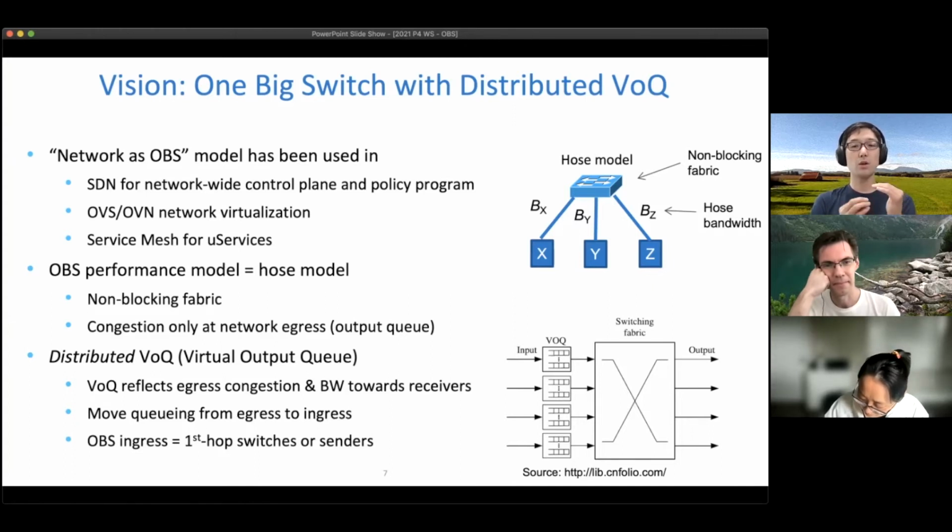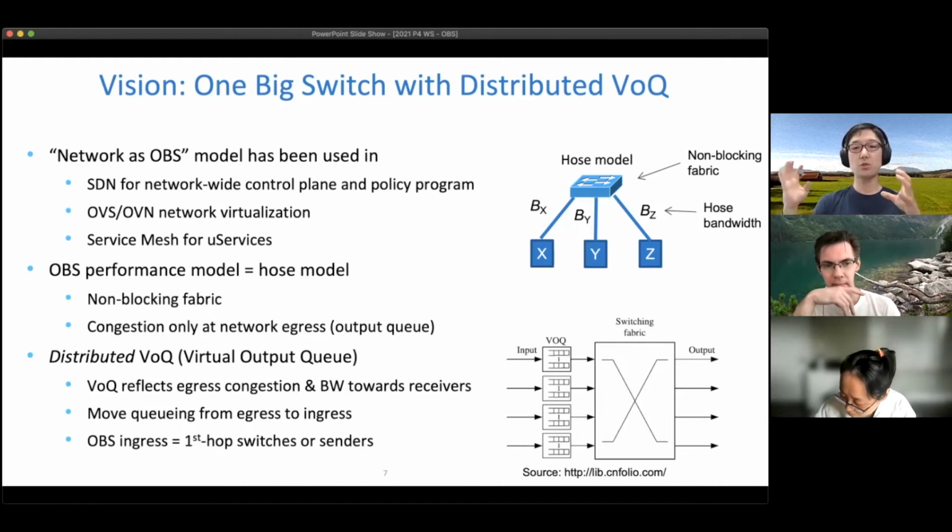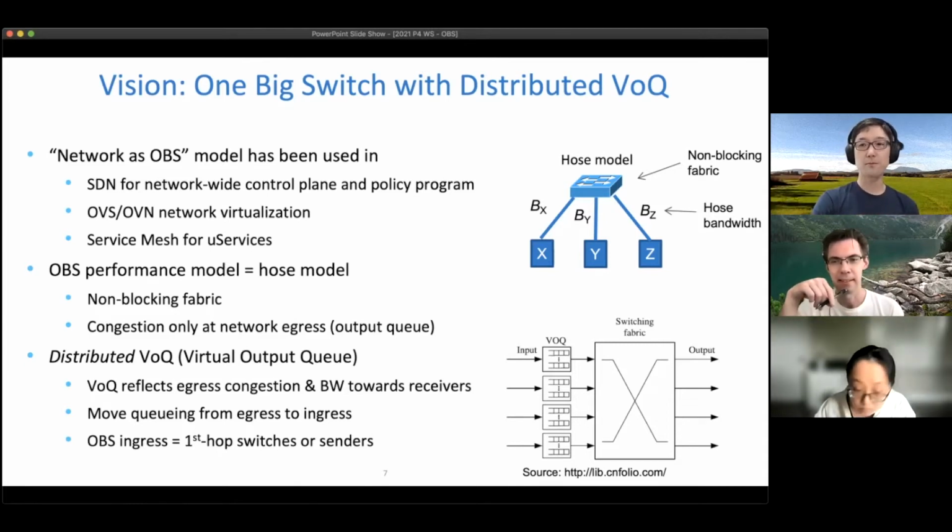So where do we cut the boundary, and where do we define the ingress of the one big switch? It could be first-hop switches, the physical network, or it could be senders. That's a very interesting question we are currently looking at. In the rest of the slides, we'll talk more about ingress and egress switches, or first and last hop switches, as the boundary as of today, but we really want to push it out. So let's talk about this.